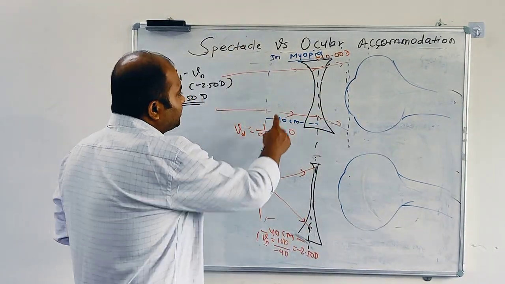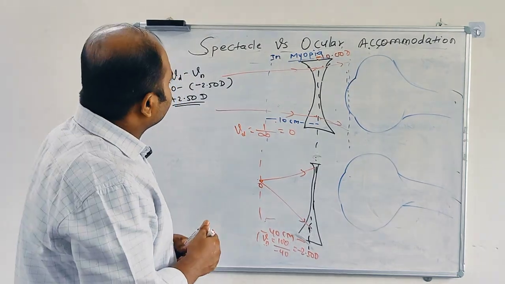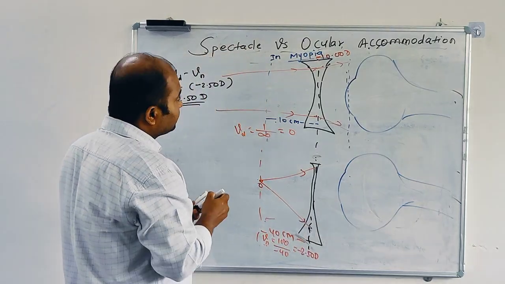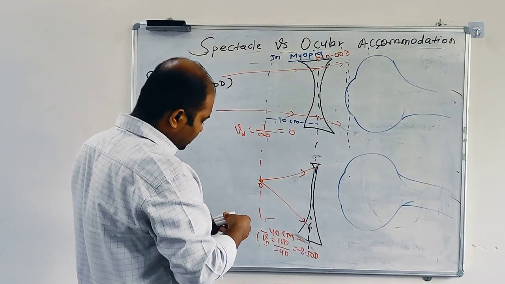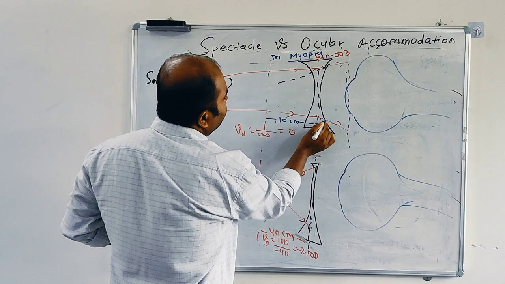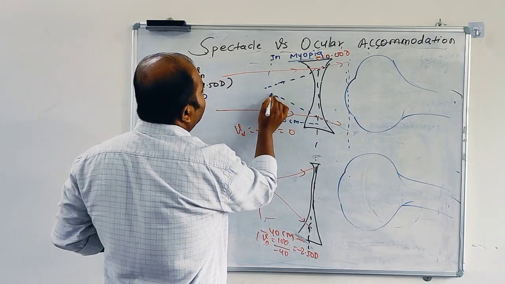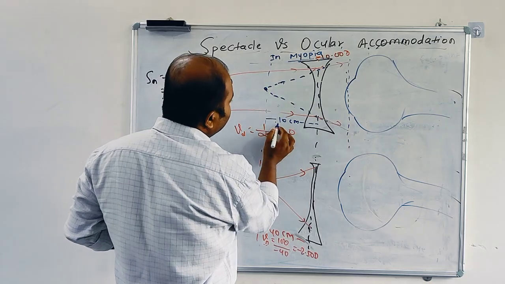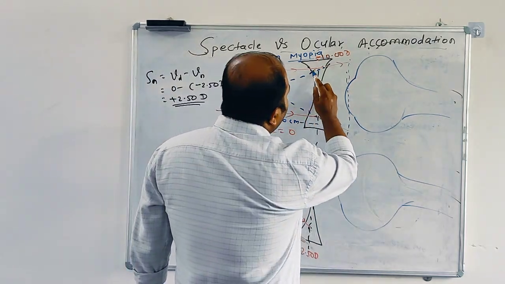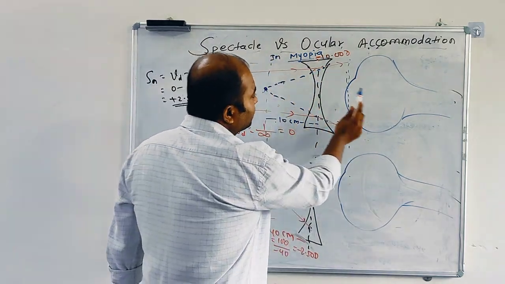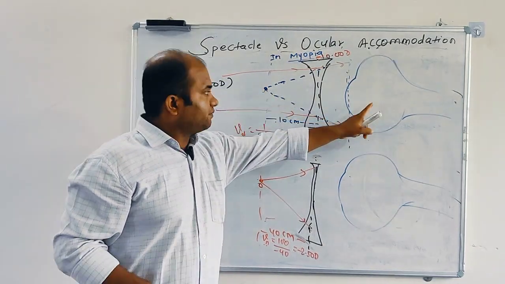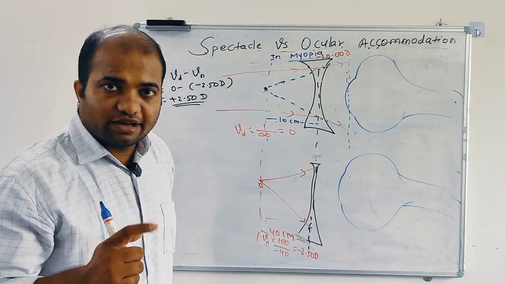So when you are dealing with the ocular accommodation in myopia, light coming from infinity strikes the lens, and once it strikes the lens, this light will get focused backward after divergence. Assume this is 10 centimeter. Now this focal point, or far point, acts as a virtual object for this eye.